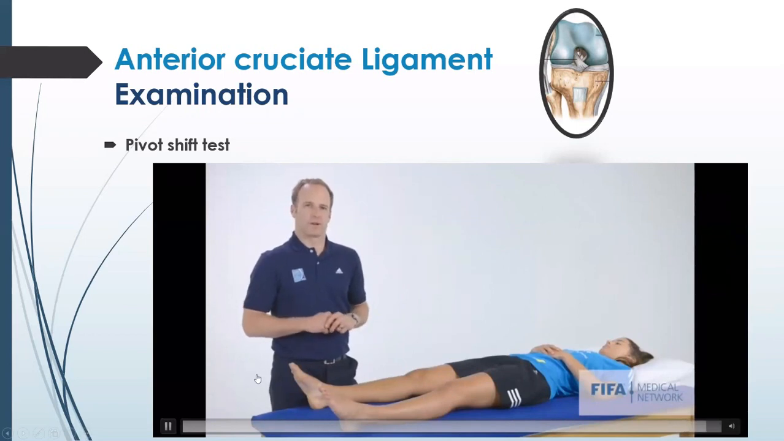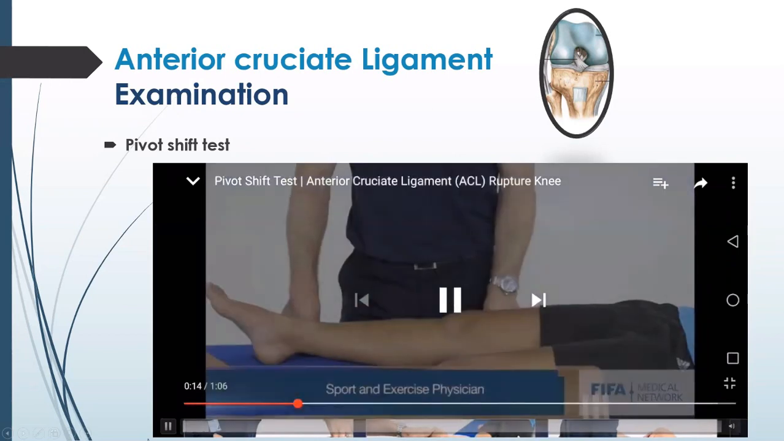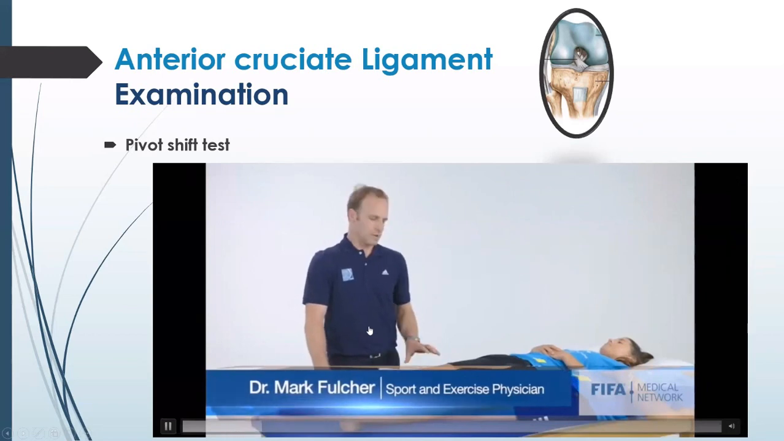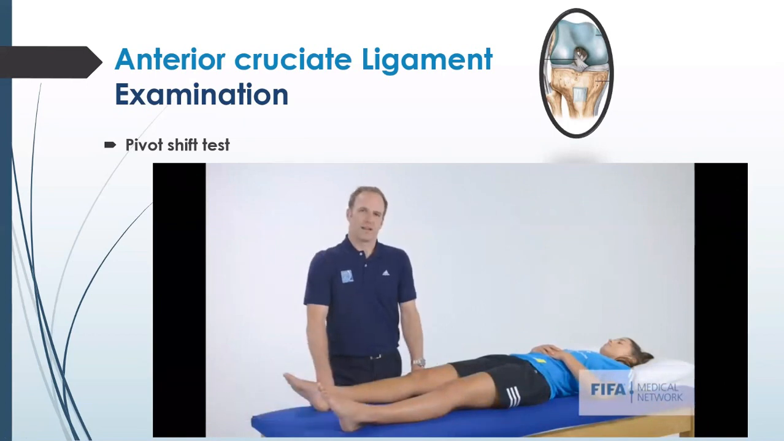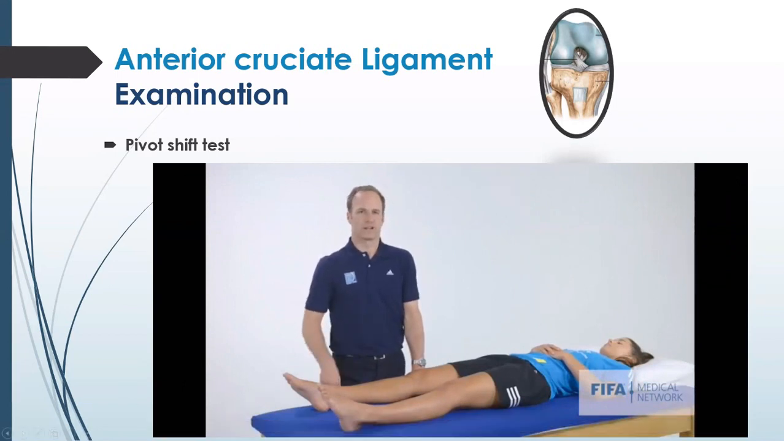When the knee is in full extension, we do internal rotation of the lower limb. We do valgus stress. We bring the knee from full extension to flexion. At this time, if the patient has an ACL tear, you will feel a relocation of the tibia, because when the ACL is torn, the tibia will go down. So when you do this test, you will relocate the tibia. You will hear or feel something like a clunk. So you feel the relocation of the tibia to this position.